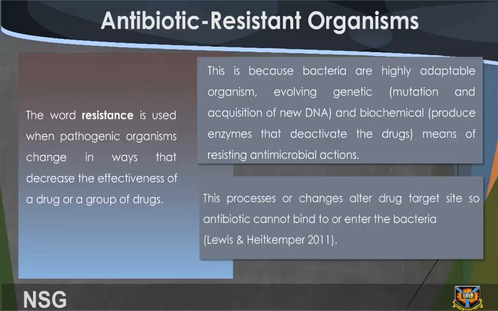Antibiotic-resistant organisms. The word resistance is used when pathogenic organisms change in ways that decrease the effectiveness of a drug or a group of drugs. This is because bacteria are highly adaptable organisms, evolving through genetic mutation and acquisition of new DNA, and biochemically producing enzymes that deactivate the drugs, means of resisting antimicrobial actions.